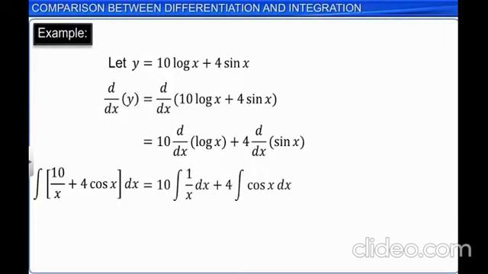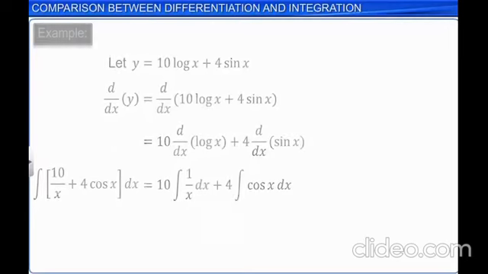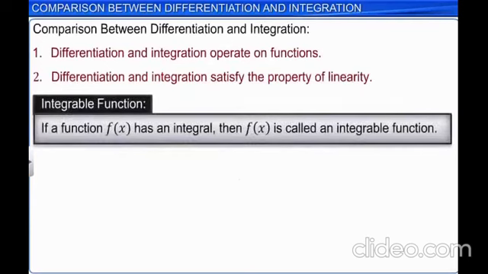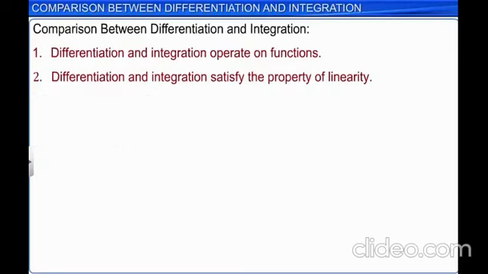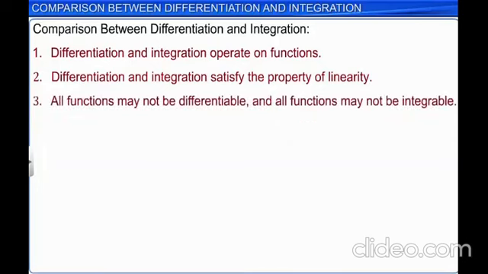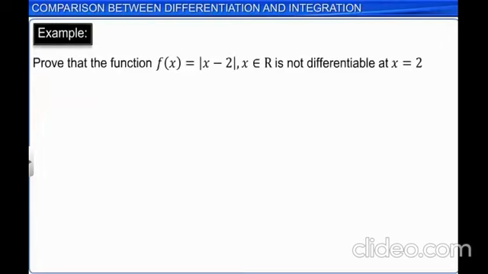Note that the integral of a function need not exist. If a function f of x has an integral, then f of x is called an integrable function. A similarity while calculating the derivative or integral of a function is that all functions may not be differentiable and may not be integrable. For example, the function f of x is equal to modulus of x minus 2, where x belongs to the set of real numbers, is not differentiable at x is equal to 2.